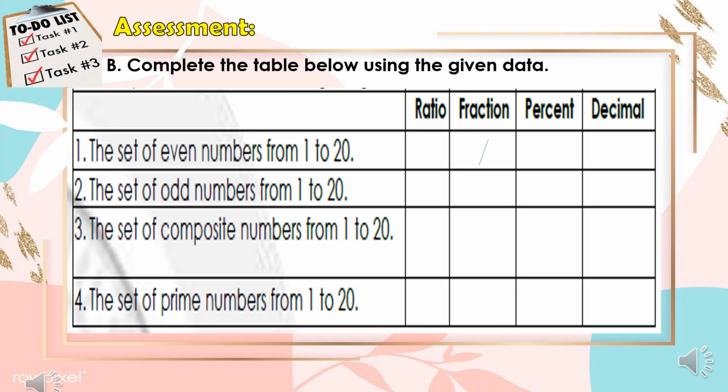Okay, so I will answer number 1 as an example. For the ratio, we have 10 is to 20. And then for the fraction, we have 10 over 20 or 1/2. For the percent, we have 50%. And for the decimal, we have 50 hundredths. Okay, for number 2 and number 3, down to number 4, you will be the one who will answer this.